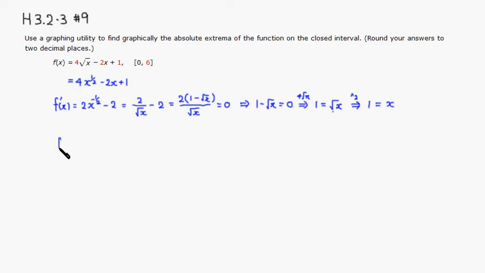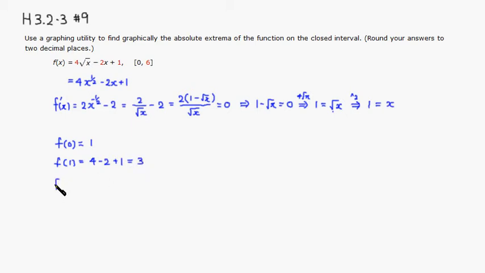So f of 0 is going to be, that's 0, so it's going to be 1. f of 1 would be 4 square root of 1, which is just 4. Negative 2 times 1 is negative 2. Then you have plus 1, so that will be 3.